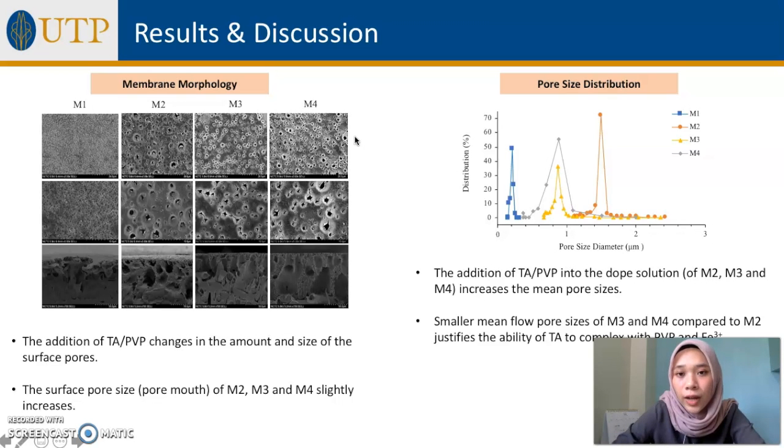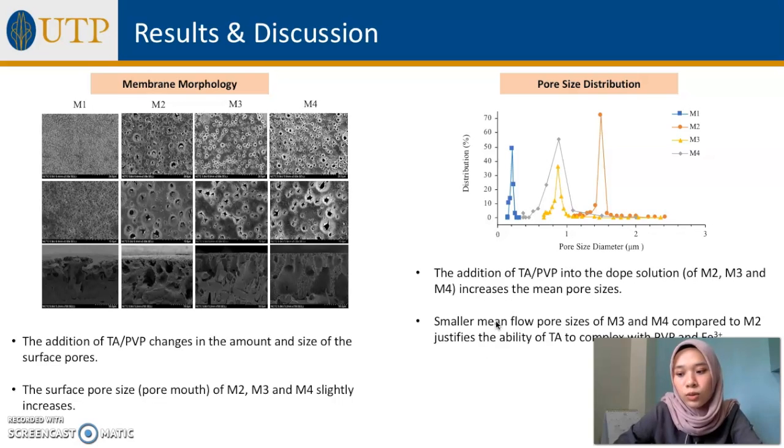So the presence of iron 3+ in M3 and M4 gives a more compact pore distribution to the membrane compared to M2. So this could be explained by the ability of TA, which imparts binding sites to form a cross-linking reaction with PVP and iron 3+, thus forming a more compact membrane in M3 and M4. While for the pore distribution, as we can see, the addition of TA and PVP into the solution increases the mean pore size of the membrane compared to M1.